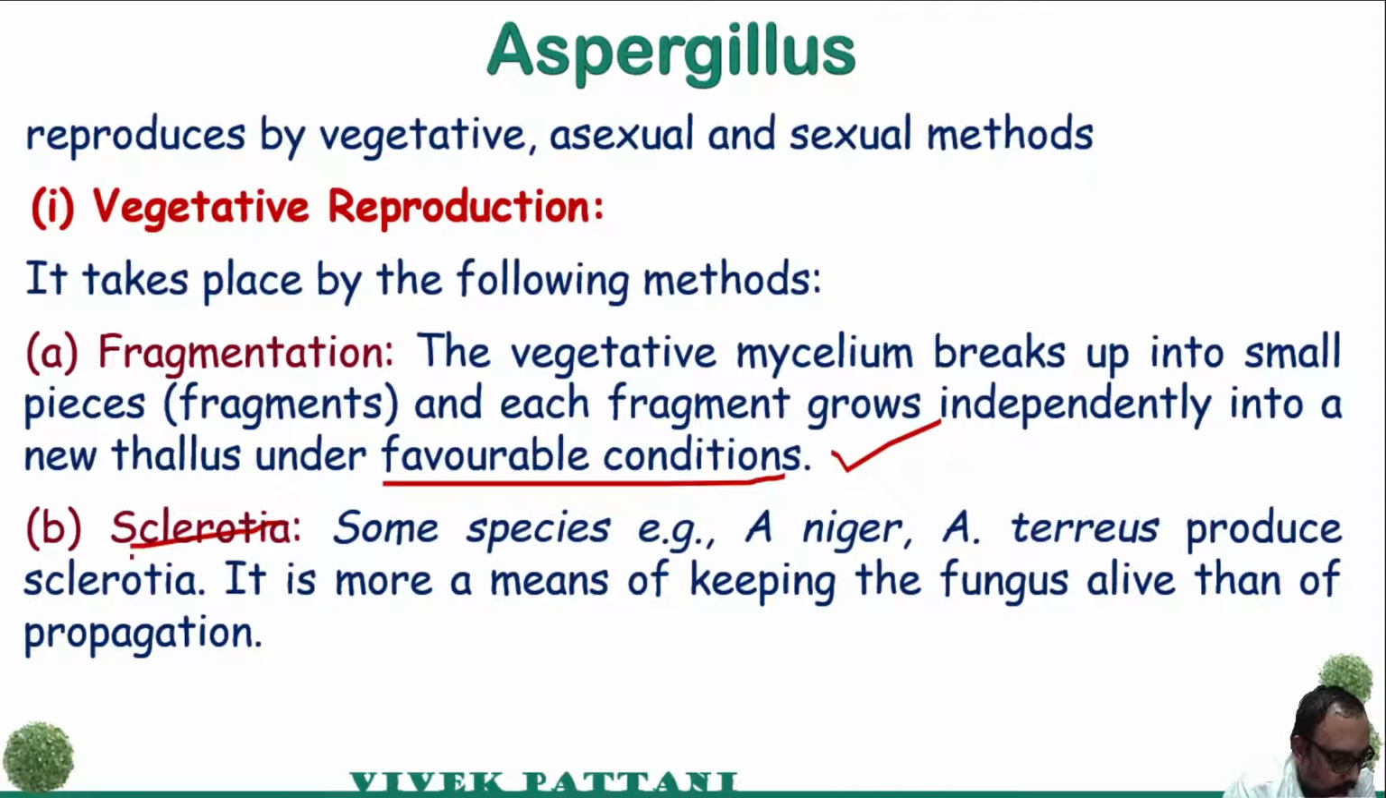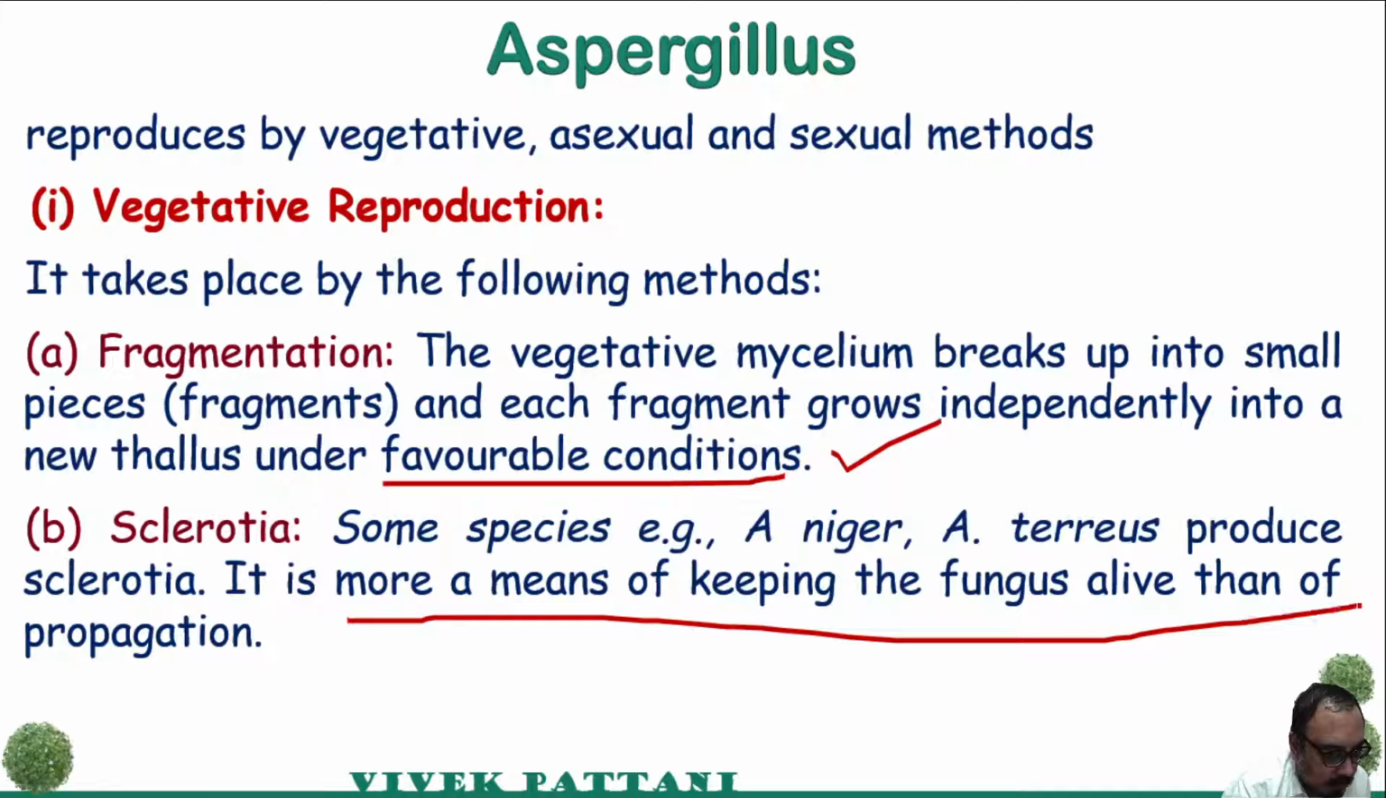Sclerotia. Next comes the sclerotia. Some species, for example Aspergillus niger and Aspergillus terreus, produce sclerotia. It is more a means of keeping the fungus alive than propagation. It's just for the survival of Aspergillus for a longer time.